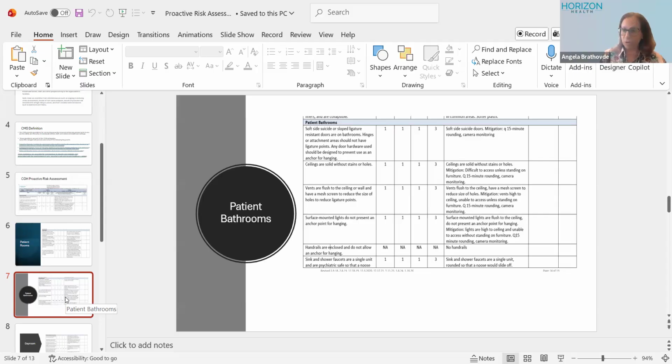That's why our toilets are enclosed. That's why the toilet seats are not movable. It's all one piece in the toilets. That's why any of the hardware is covered. And then when we look at the patient's sinks, they're also enclosed. You also see the faucets are rounded so that it doesn't hold a ligature point.